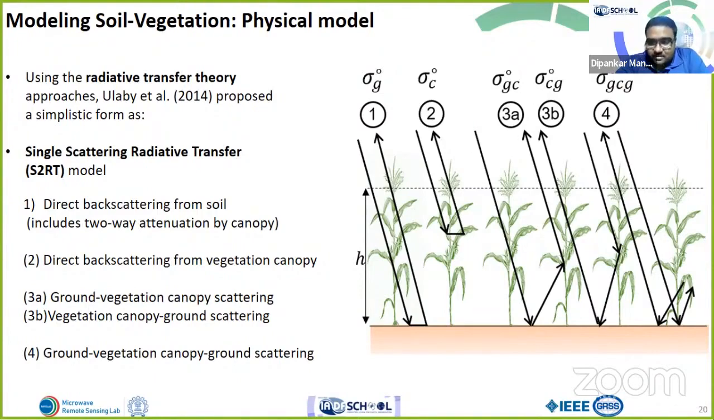As you can see, there are crops and different radiation components, like the backscatter coming from the ground. Another one is sigma crop, the canopy. There are two double-bounce components, 3A and 3B, which are ground-canopy interaction and canopy-ground interaction. And there is another component, ground-canopy-ground, which is the fourth one. So there are these five components, which commonly play a role in scattering from vegetation surfaces.